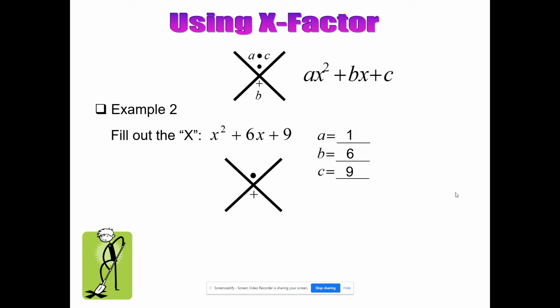So if I look at the x here, I want a times c to be on top. So whatever a times c is. A times c is 1 times 9, which is just 9. My b value is 6. So I need two numbers that multiply to 9 that also add to 6. So since they're both positive, both the top and bottom numbers are positive, I know these two numbers will be positive. So 3 times 3 is 9, and 3 plus 3 is 6.